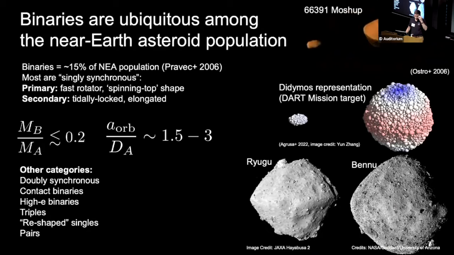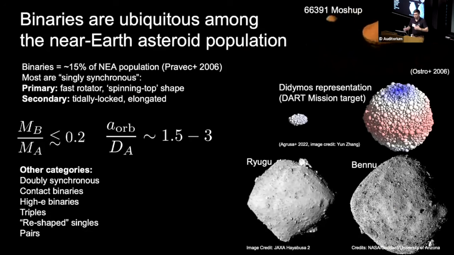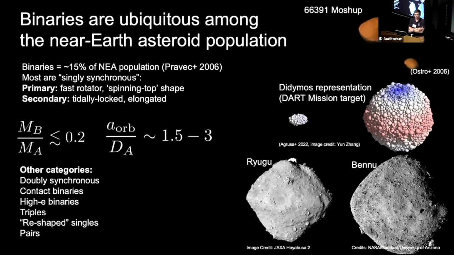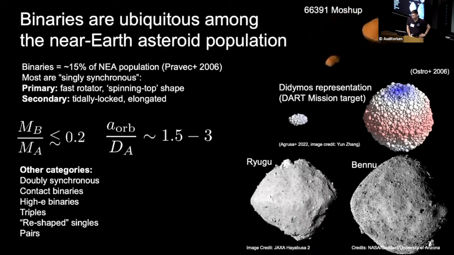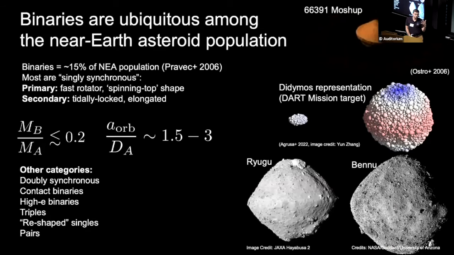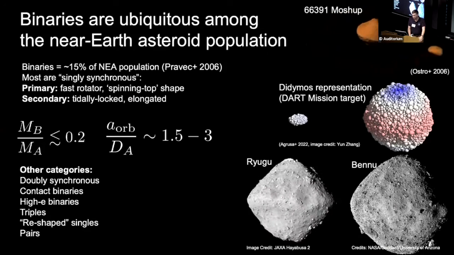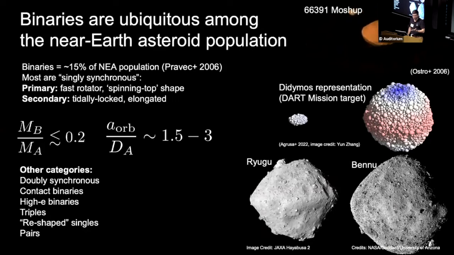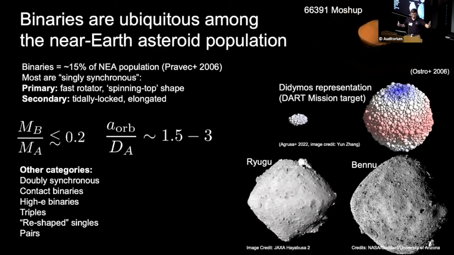We have contact binaries, which are just like a doubly synchronous binary, except they're touching. They've evolved back in due to a process called the binary YORP effect. We have high eccentricity binaries, which look just like these singly synchronous systems, only their orbits are eccentric, and it makes the secondary be in a chaotic tumbling state. We have triples, which look just like the singly synchronous systems, only they've got a third body, maybe on a farther orbit that's stable.